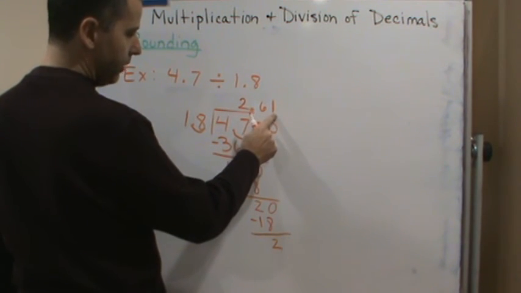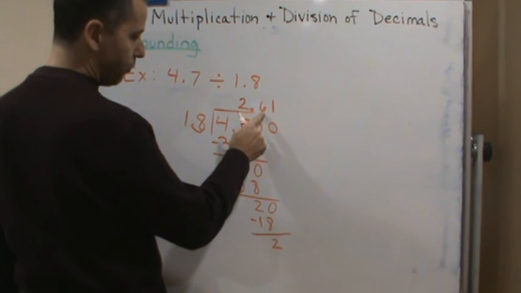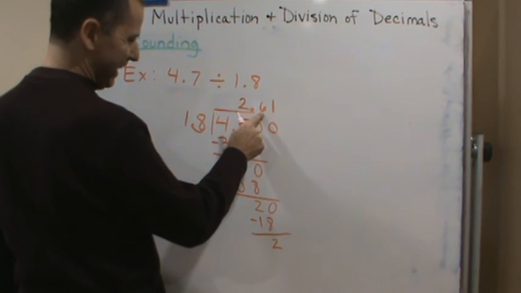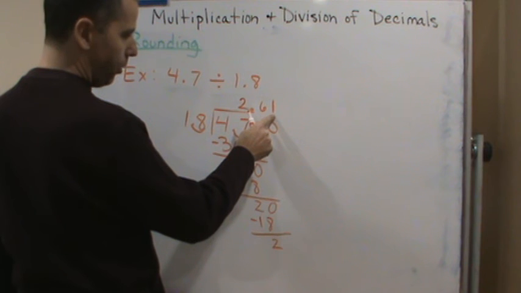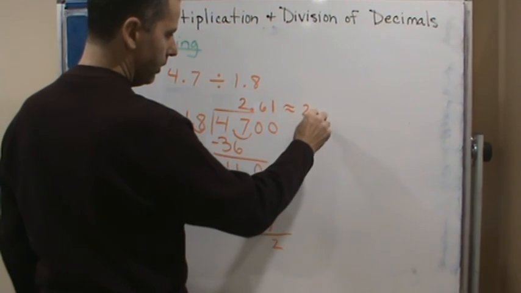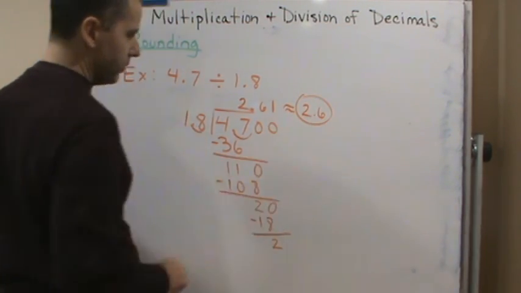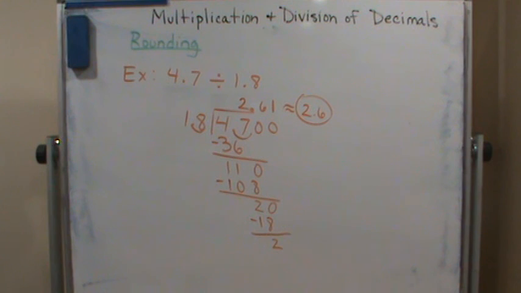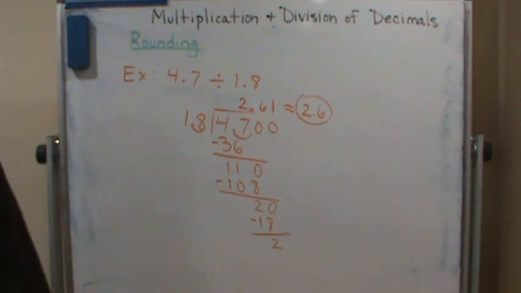So I've got it. Now I know that I can round this to 6, right? Because this is 4 or less. So that means this is going to be rounded to 2.6. So rounded to one decimal place is 2.6. And that is the answer.